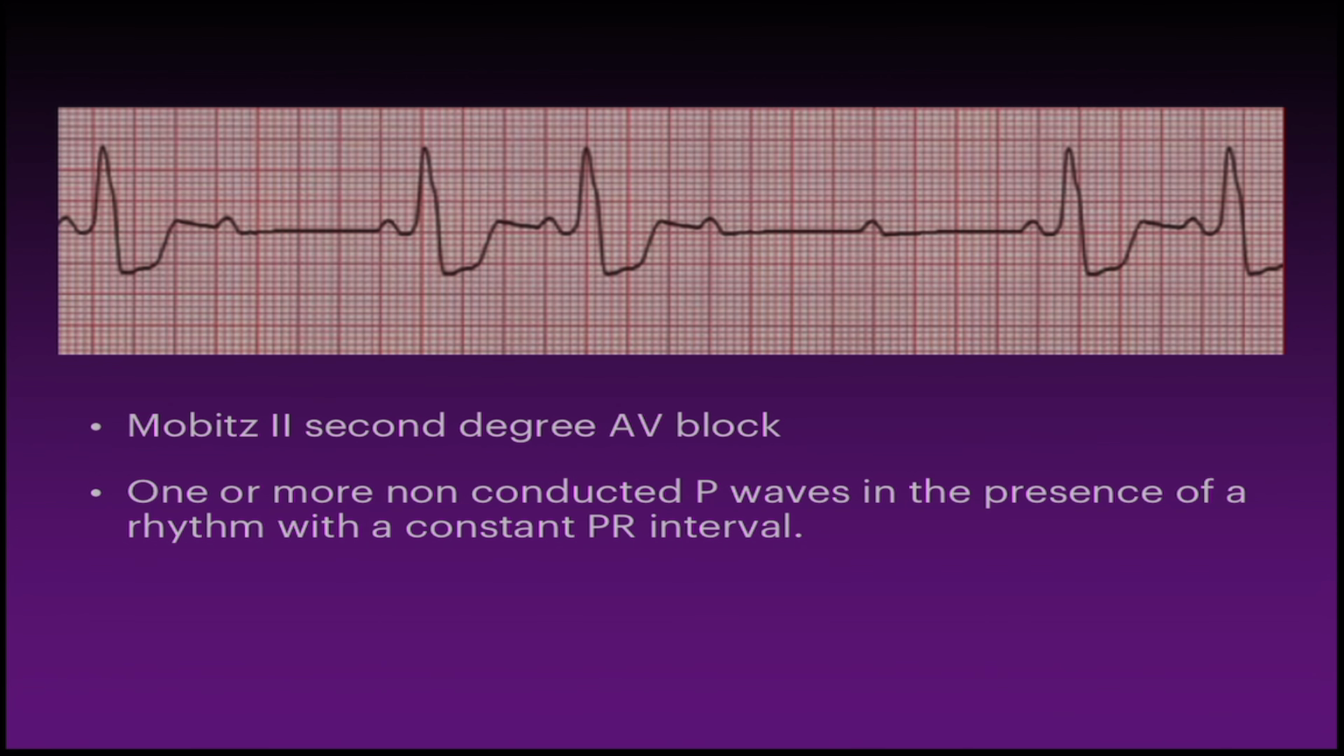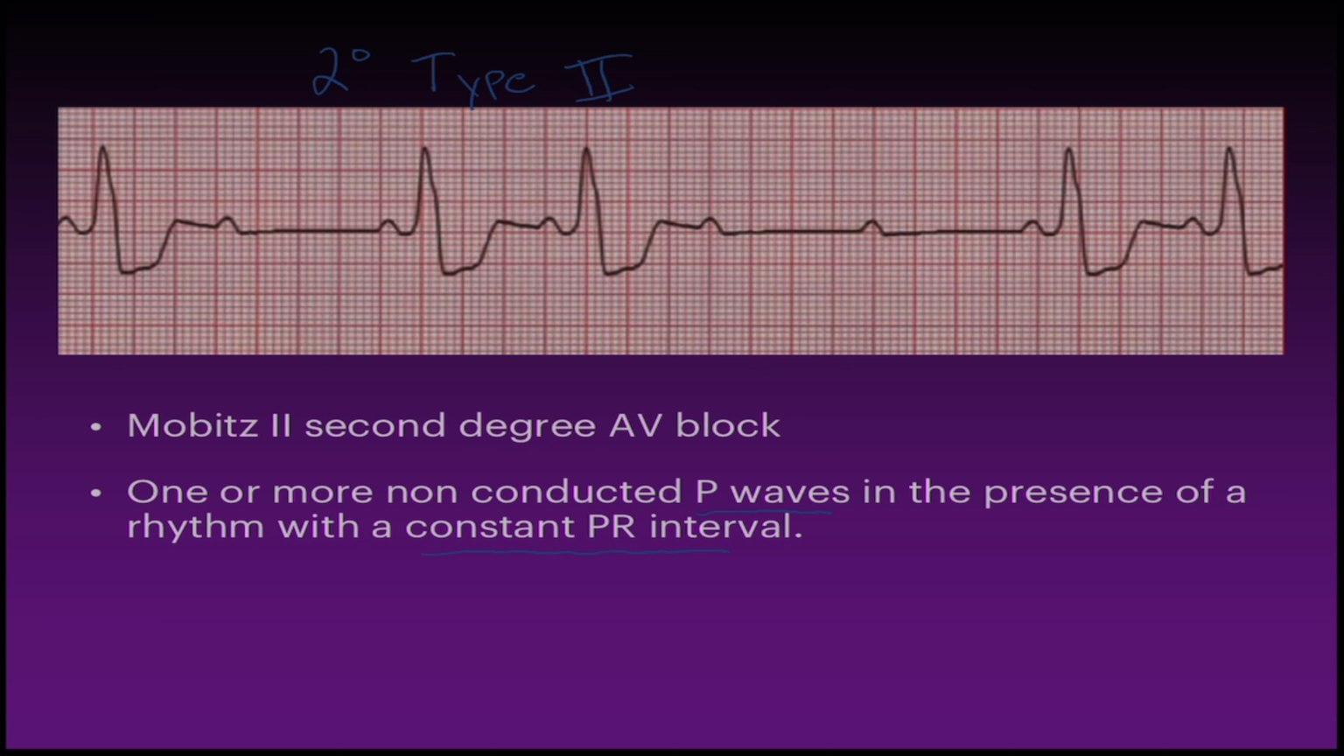Our Mobitz type 2, which is our second degree type 2 AV block. So we have a second degree type 2 AV block here. In this block, the main difference is you have a constant PR interval and dropped P waves, right? So constant PR interval with dropped P waves.